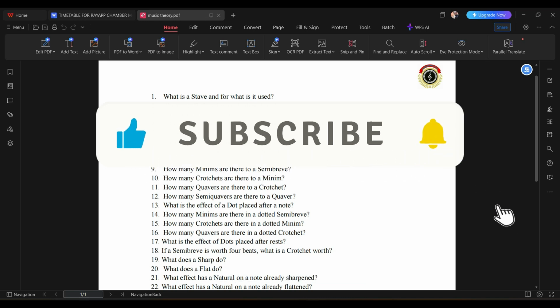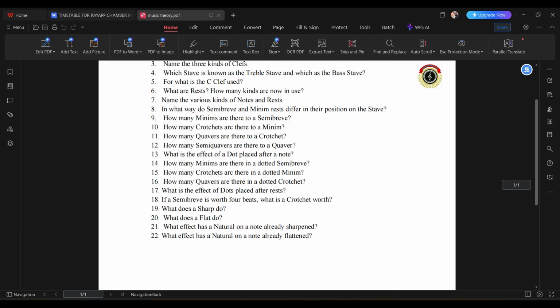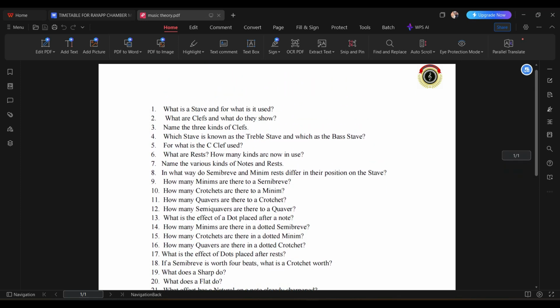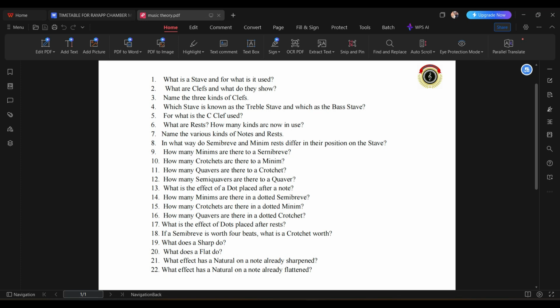In this video tutorial about music theory, we are going to look at how to answer some music theory questions when being given. I have about 22 questions, and we are going to look at all of them and how we are going to answer them. So with the first question, what is a stave?